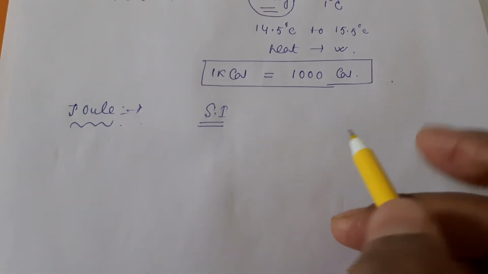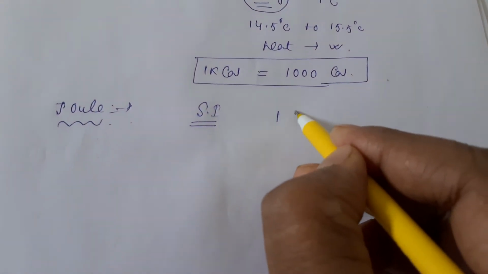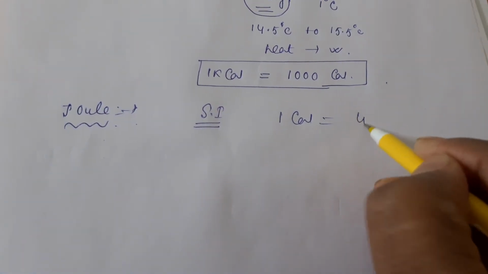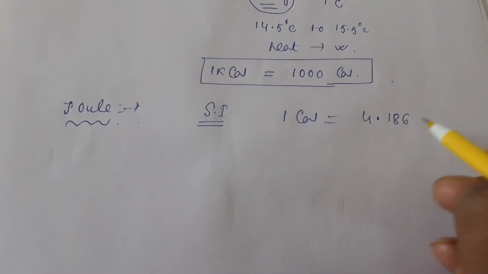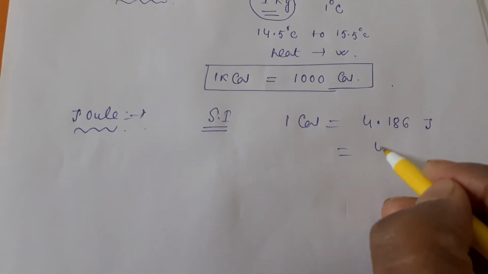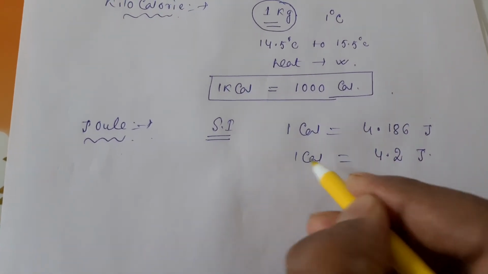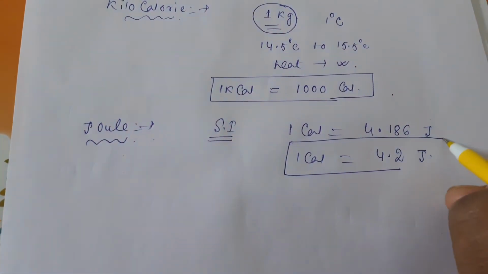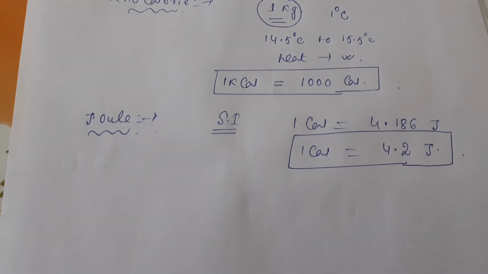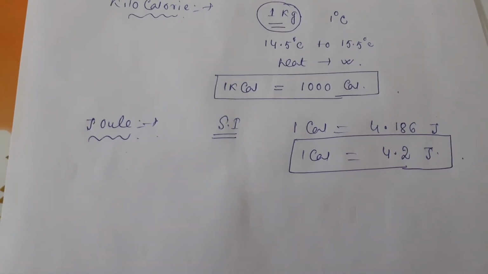Clear? The relation between calorie and joule is very important. That 1 calorie is equal to 4.186 joule, or simply you can write 4.2 joule. So 1 calorie is equal to 4.2 joule. So this relation is also important. A 1 mark question may come in the exam.